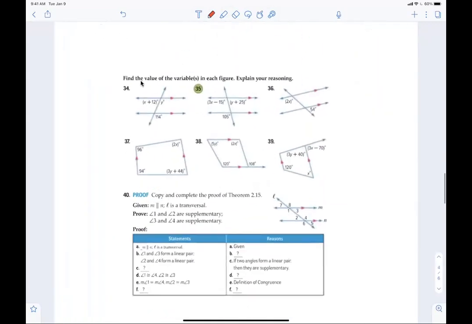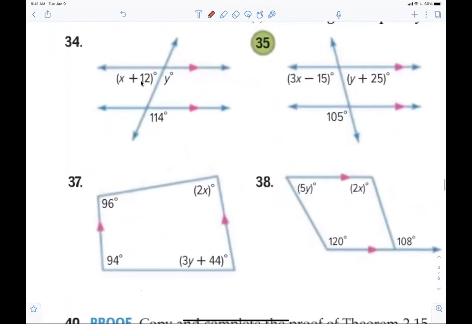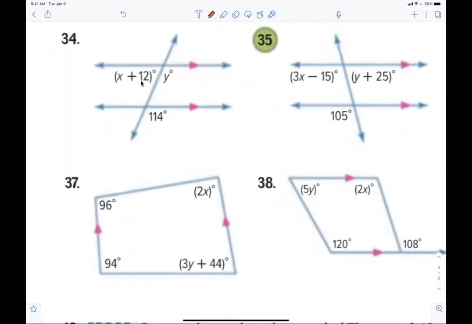All right, so now let's come down here. These are the ones I feel like are super important. So first of all, what is y on number 34? 114, right? So that wasn't a big deal. So now, what's true about this angle right here, the x plus 12? Yes, Maren. Definitely not 114 now. First of all, it's an acute angle.